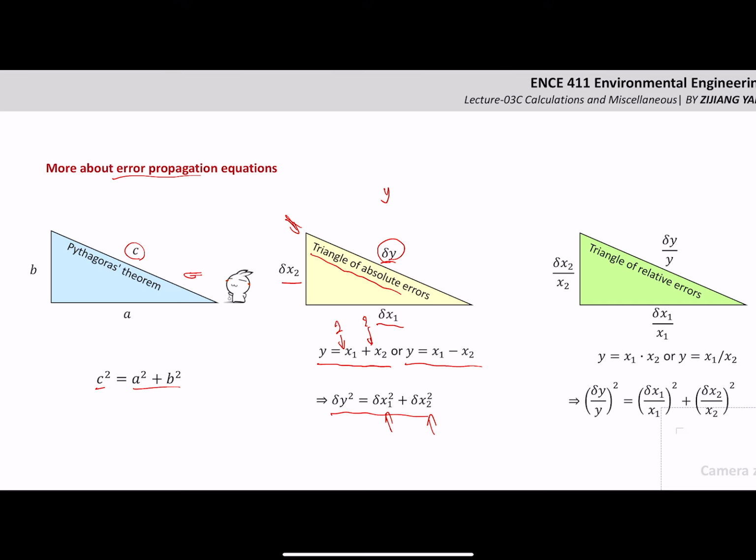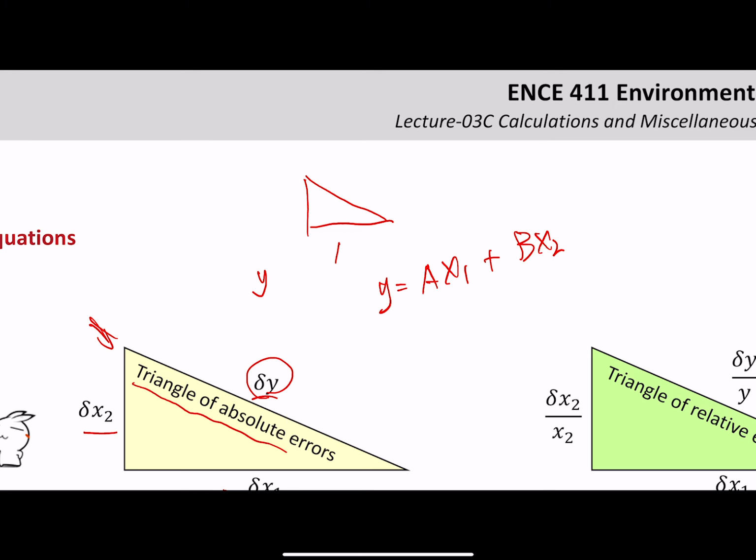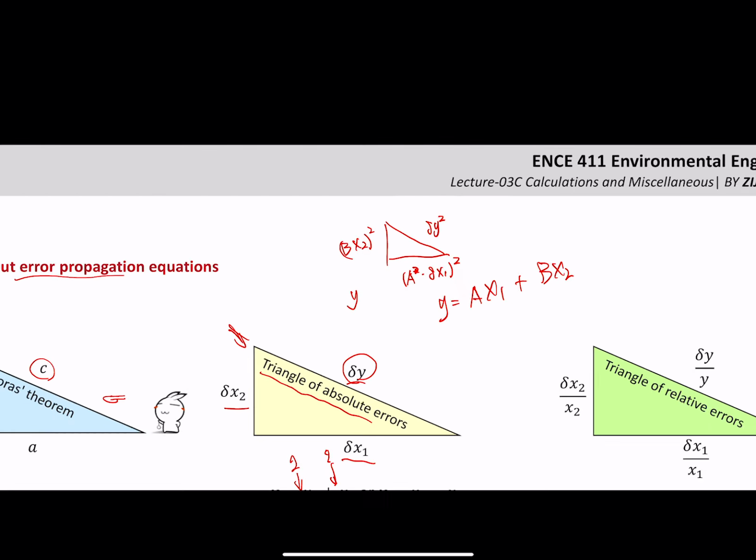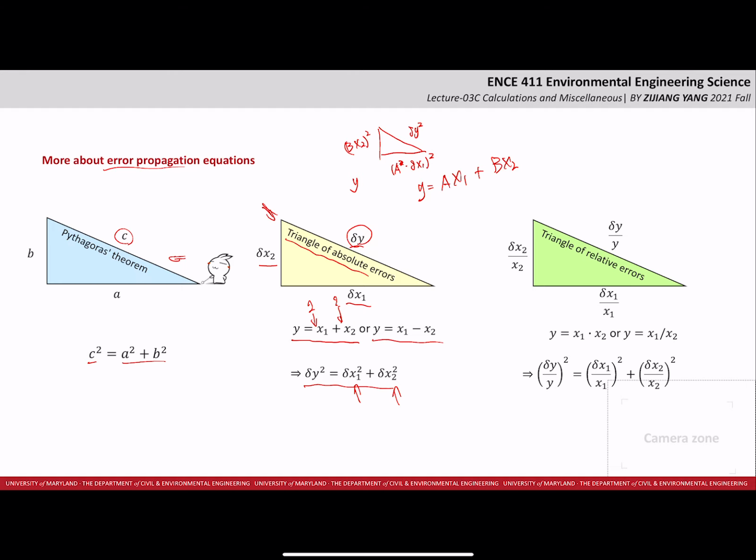If this is like y equals a x1 plus b x2, then this triangle will be a times delta x1 squared, or we can do something like this. And this is b x2 squared, and this is delta y squared. So this is for absolute error.